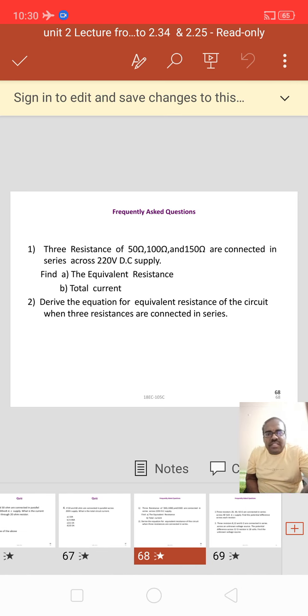Now here is a frequently asked question in previous exams: three resistances of 50 ohms, 100 ohms and 150 ohms are connected in series across a 220 volts DC supply. Find the total equivalent resistance and total current. I have given this type of problem before, so please do this problem as homework. Derive the equation for equivalent resistance of the circuit when three resistances are connected in series.